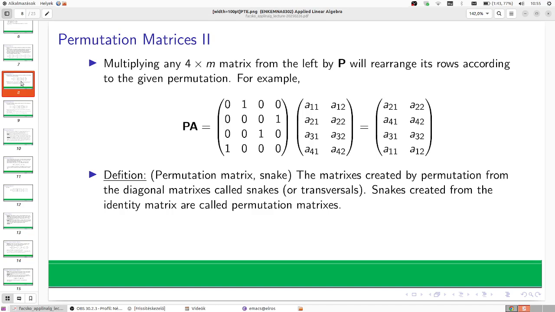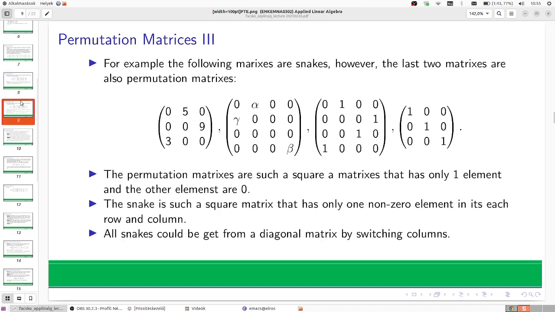Matrices created from the identity matrix are called permutation matrices. The difference is that in permutation matrices you have only one element in each row and each column which is non-zero. If that element is 1, then we are talking about permutation matrices. These are very useful in a way.